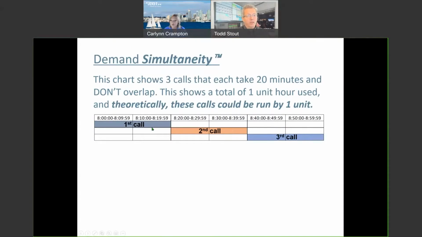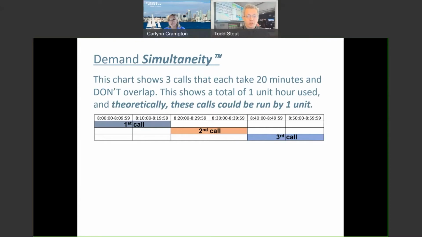If I had 3 calls that were each 20-minute long, and they were in the first 20 minutes, the next 20 minutes, and the next 20 minutes of the hour, theoretically, these calls could be handled by 1 unit or 1 unit hour. And so in demand consumption, these 3 calls would add up to a total of 1 hour used. And if they really came in this way and they were close together, I could have 1 unit handle them and I would be fine.